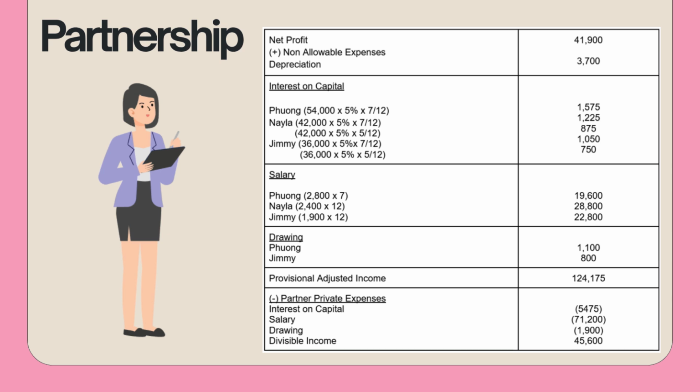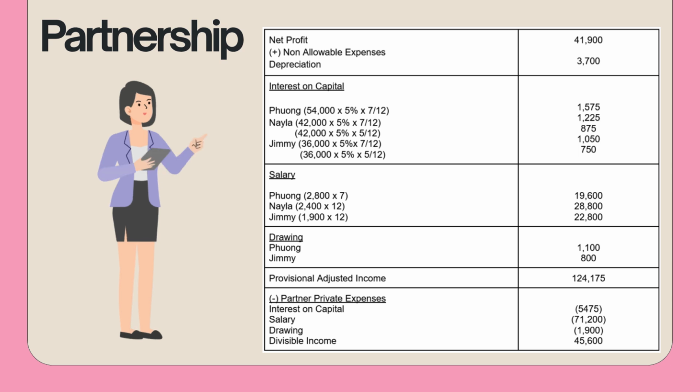This financial calculation determines the final divisible profit for the partnership between Phuong, Nayla, and Jimmy. The process involves adjusting the net profit, totaling individual partner allocations, and subtracting those allocations to find the residual income. The process begins with the business net profit of 41,900 ringgit. First, a non-allowable depreciation expense of 3,700 ringgit is added back. Next, all individual partner allocations are added to the pool.